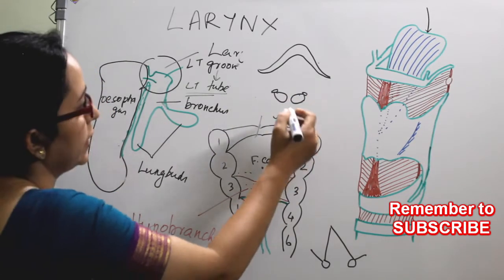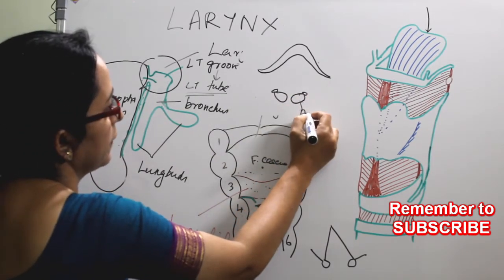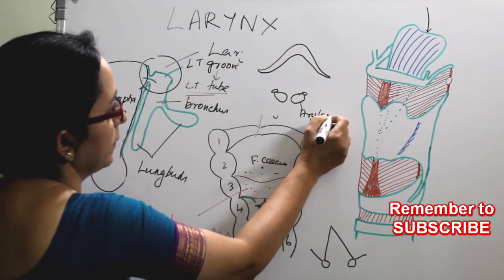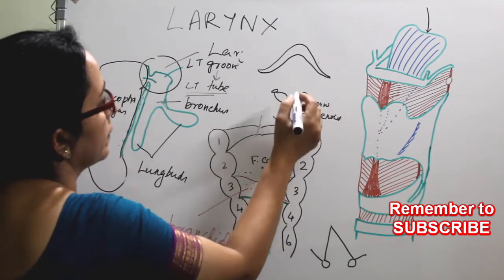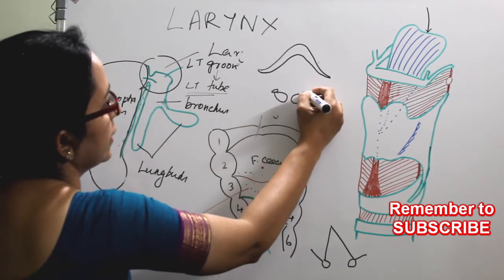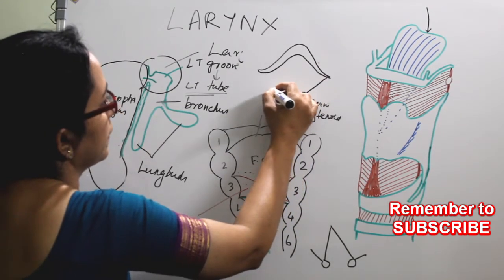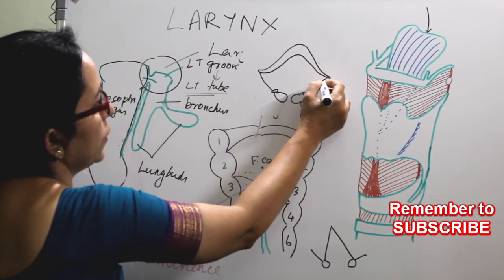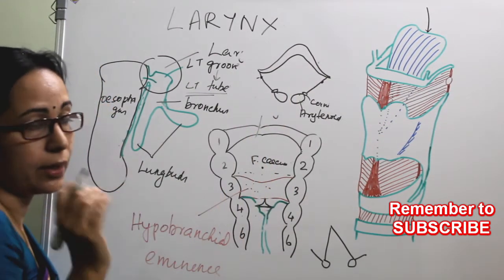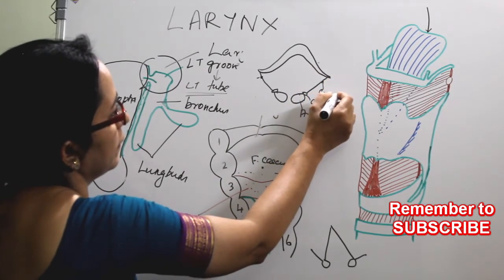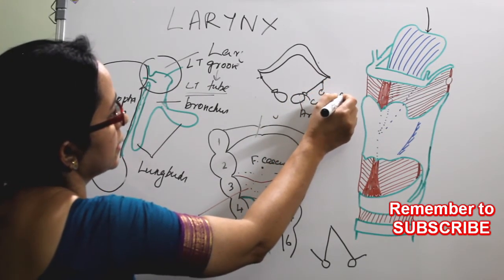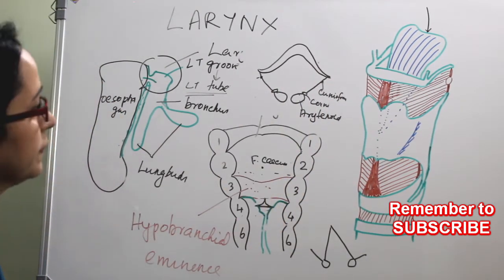They are the corniculate cartilages. So arytenoid, corniculate on both sides, and then comes the aryepiglottic fold. And in the aryepiglottic fold there is another small cartilage, which is the cuneiform cartilage. That I will tell later.